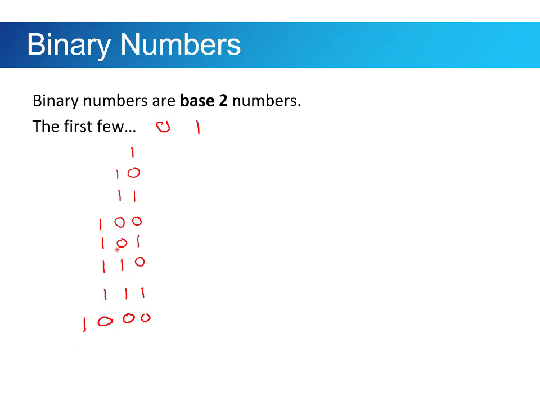What are these actual numbers? Well, these really are the numbers 1, 2, 3, 4, 5, 6, 7, and 8. In base 2, I write the number 8 as 1, 0, 0, 0. In base 2, I write the number 6 as 1, 1, 0.